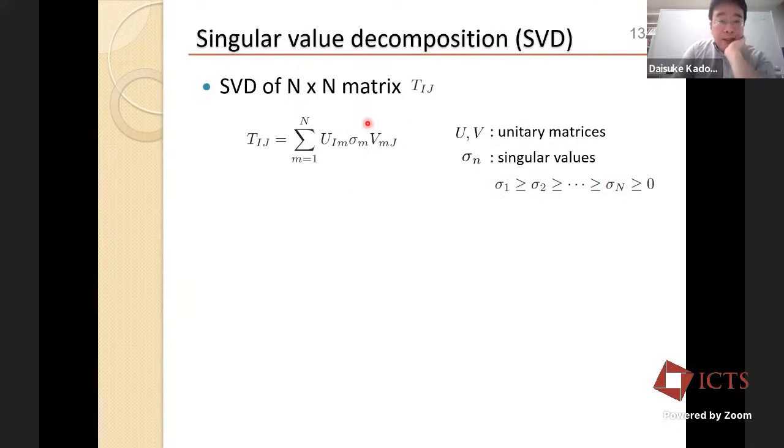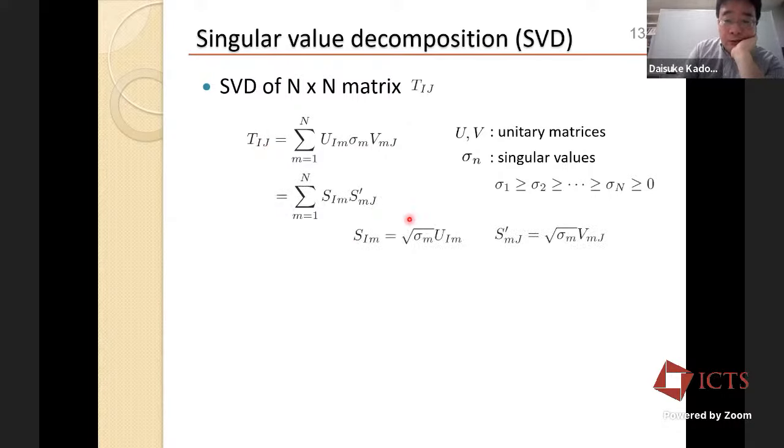And if we compute T T dagger using this decomposition, it is U sigma V, V dagger sigma U dagger, so V V dagger equals 1 and sigma n is squared in T T dagger. So the singular values are the square root of eigenvalues of T T dagger or T dagger T. And the unitary matrix U is a set of eigenvectors of T T dagger and V is a set of eigenvectors of T dagger T.